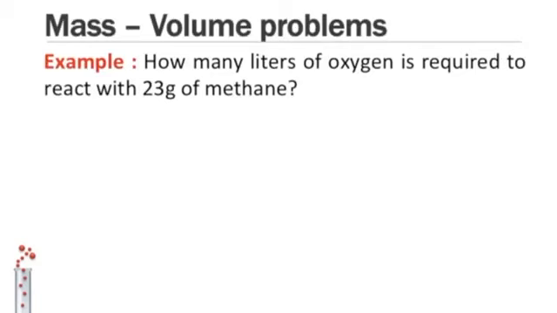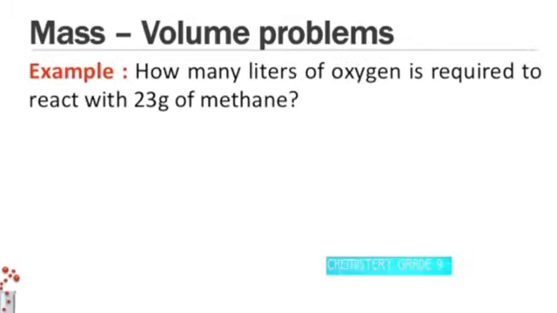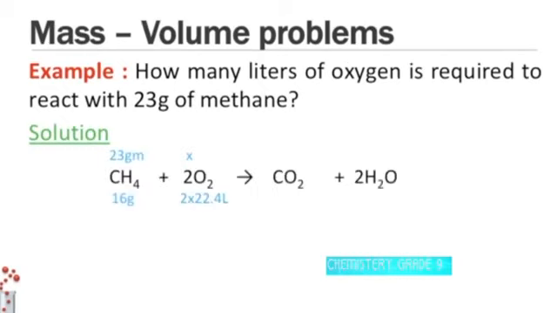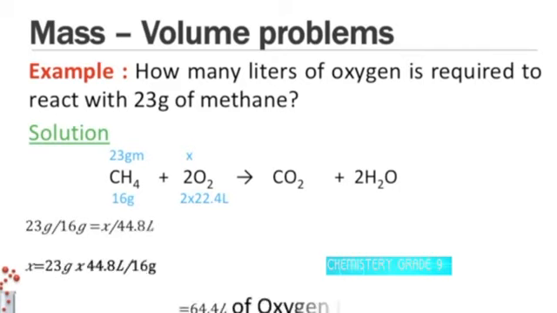For example, in a mass-volume problem, how many liters of oxygen are required to react with 23 grams of methane? We set up the balanced equation and write the X above the thing we want to find out. We write the known grams of methane. Write the mass or volume, whichever is appropriate, on the bottom. And we set up the proportion. So 64.4 liters of oxygen is needed.